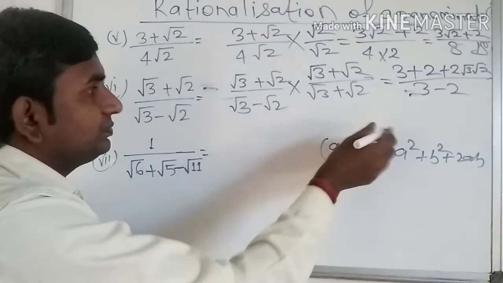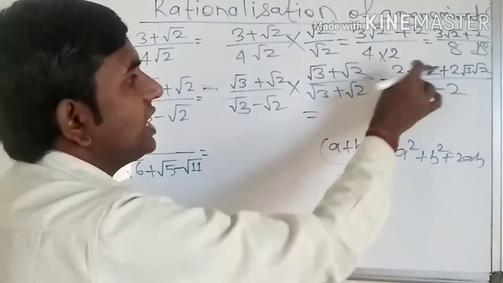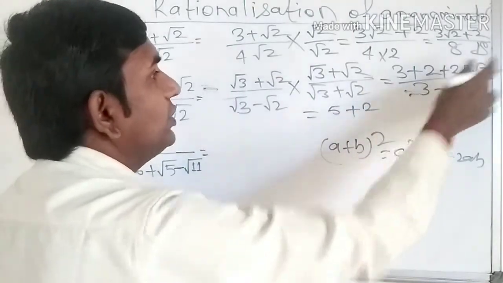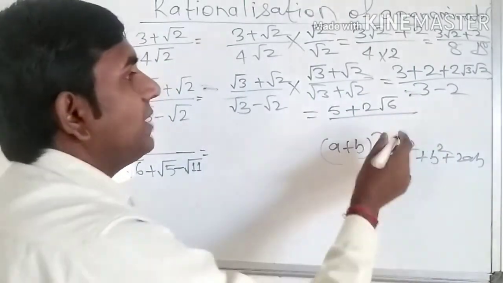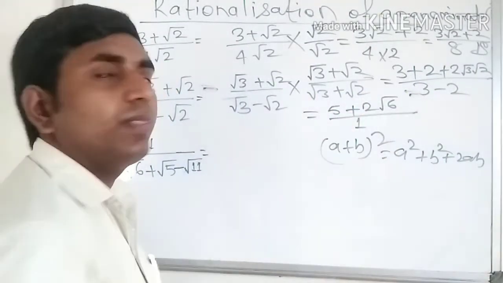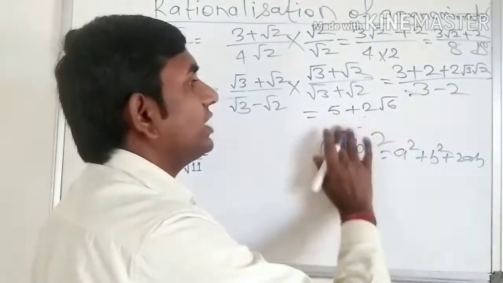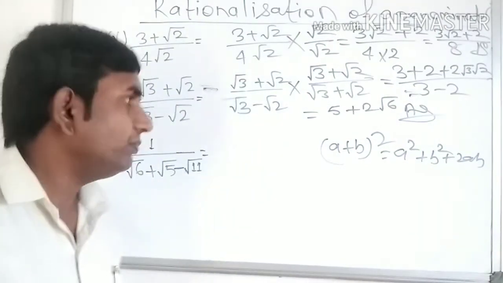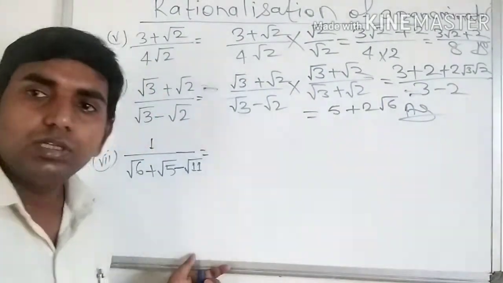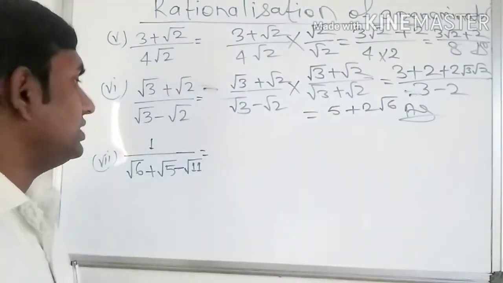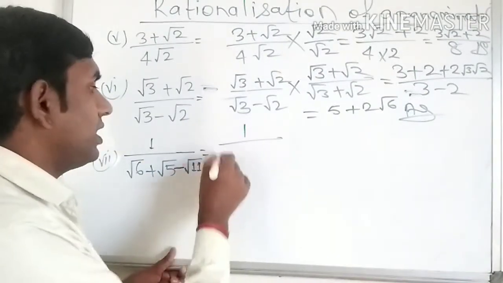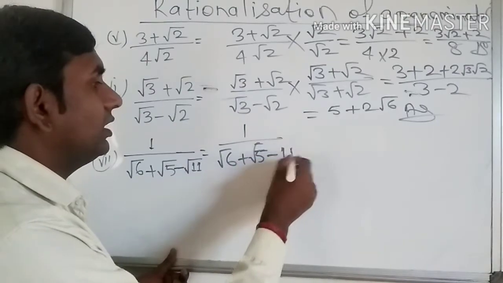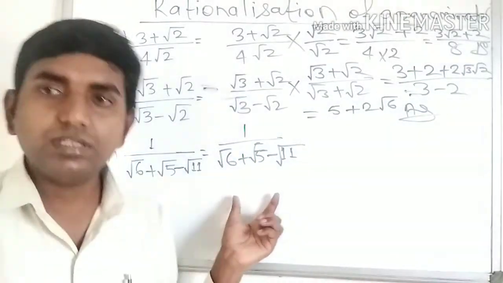Okay, now after solving it, we have 3 plus 2, which is 5, and plus 2 under root 6, divided by, after subtracting, 1. And we know that we have no need to write down 1 as a denominator, so it's our answer. Okay, so very simple. Now in this last question is given 1 by under root 6 plus under root 5 minus under root 11. Here 3 terms are given.